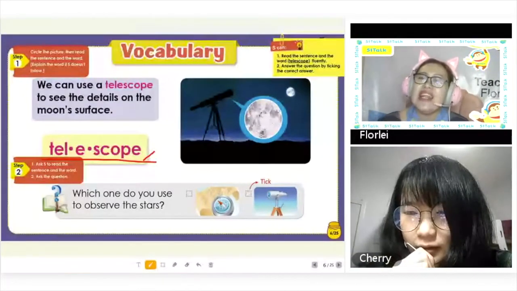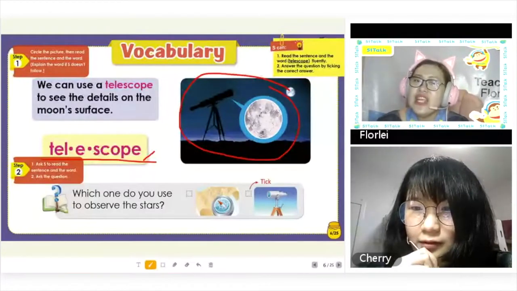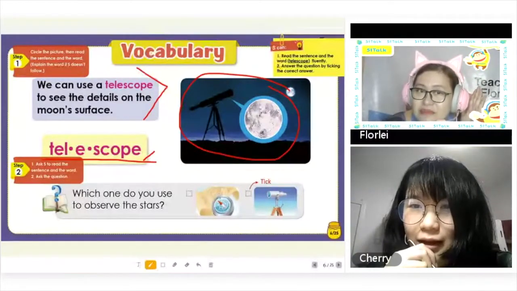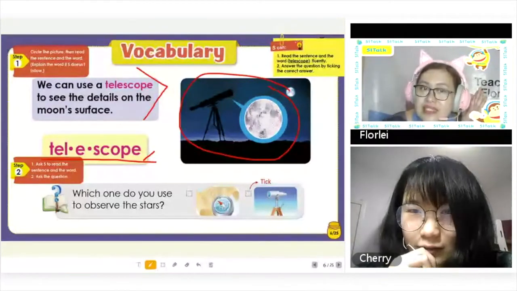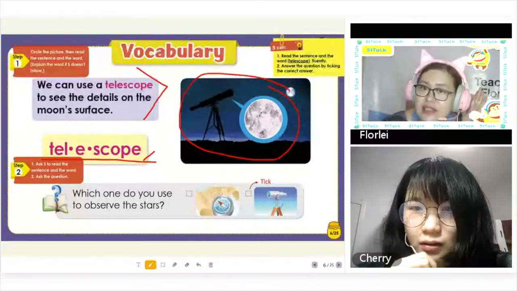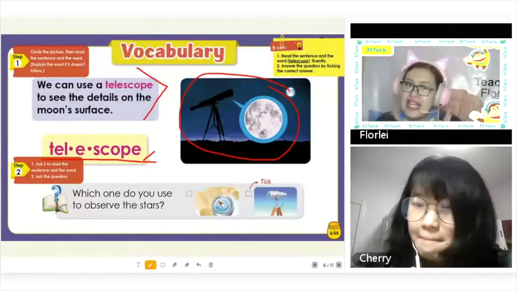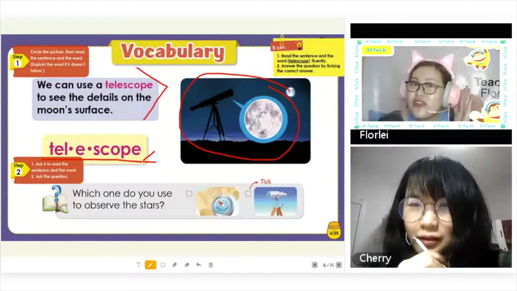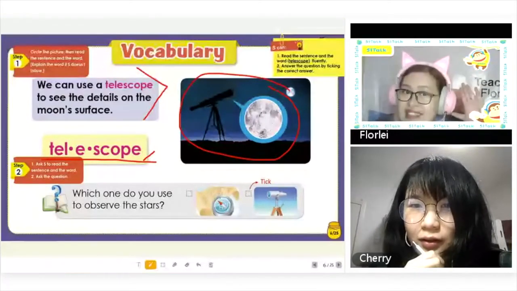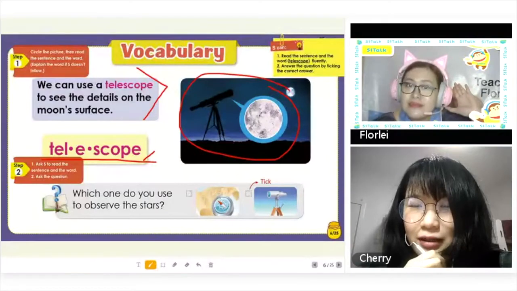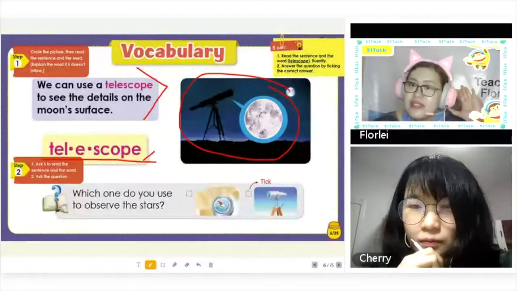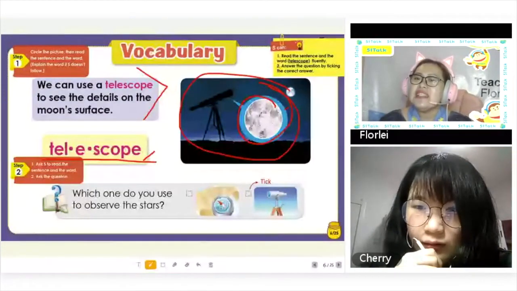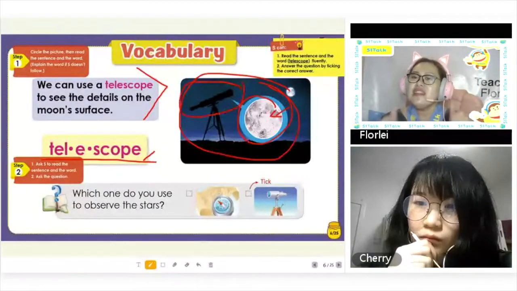That is great. Now look at the picture. Let's read the sentence about it. We can use a telescope to see the details on the moon's surface. Okay, let's repeat that again. We can use a telescope to see the details on the moon's surface. One more time. We can use a telescope to see the details on the moon's surface. Very good. Okay, look at the moon's surface. We can see its details because of the telescope.